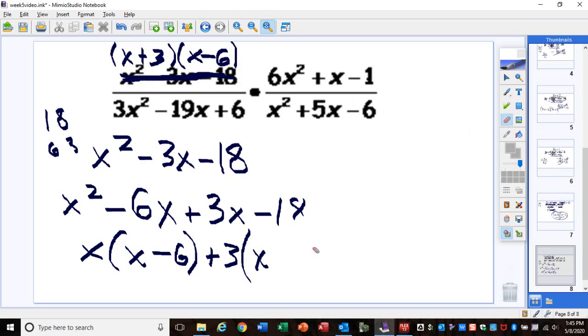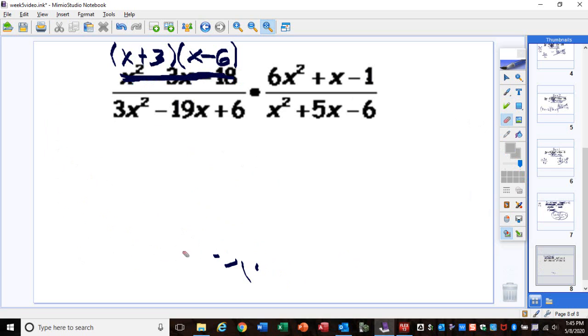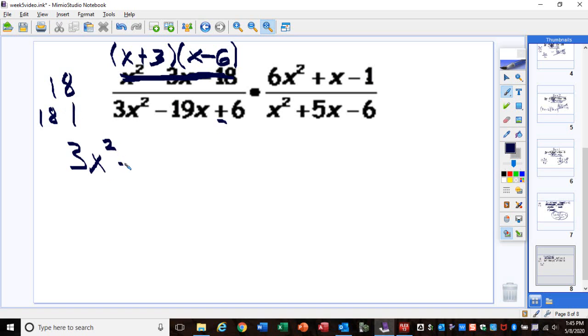Now, I'm going to erase, because I'm going to run out of room real quick. Doesn't matter what we do next. Let's do this one. I'm going to take 3 times 6, which is 18. So I'm going to get 3x squared. Remember, we want 18 now. Now we want factors of 18 that add up to 19. It's going to be 18 and 1. So we're going to have 3x squared minus 18x minus 1x. I remember doing this problem in class last year. It took a while. Plus 6.